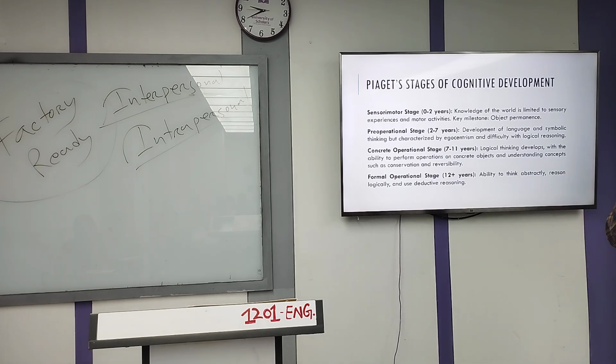So there's no logical reasoning. Okay, and from 7 to 11 years, the concrete operational stage. Yeah, that's right. So logical thinking develops. Now, logical thinking develops. You know why?